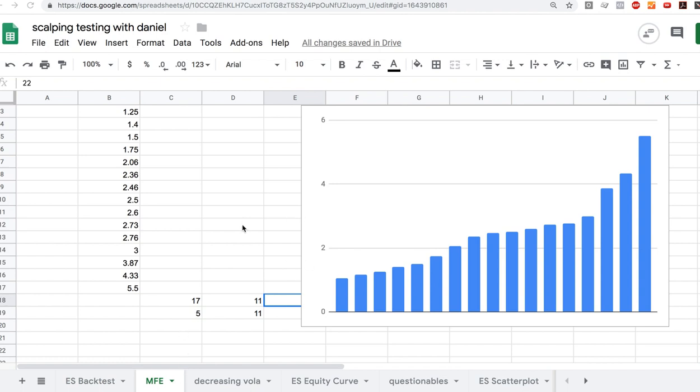Hey guys, it's me. I'm continuing on with this backtesting for the scalping system, and I wanted to show you something which is a neat illustration of one of the problems in system building.